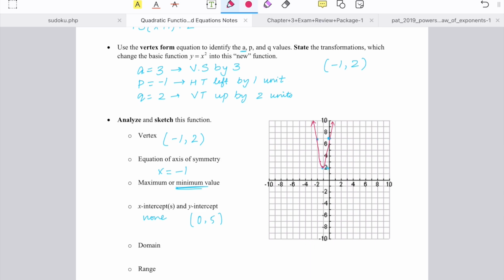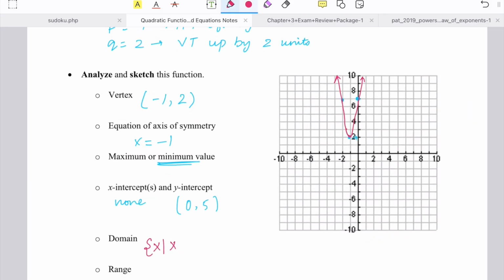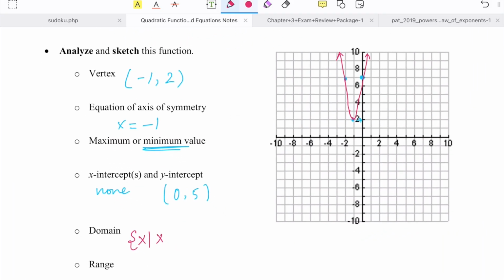Our domain will be x such that x is an element of the real numbers, because all the values of x are available, and the range will be y such that y is greater than or equal to 2, because it's over here, right? 2 and above. Okay, awesome, that's it.